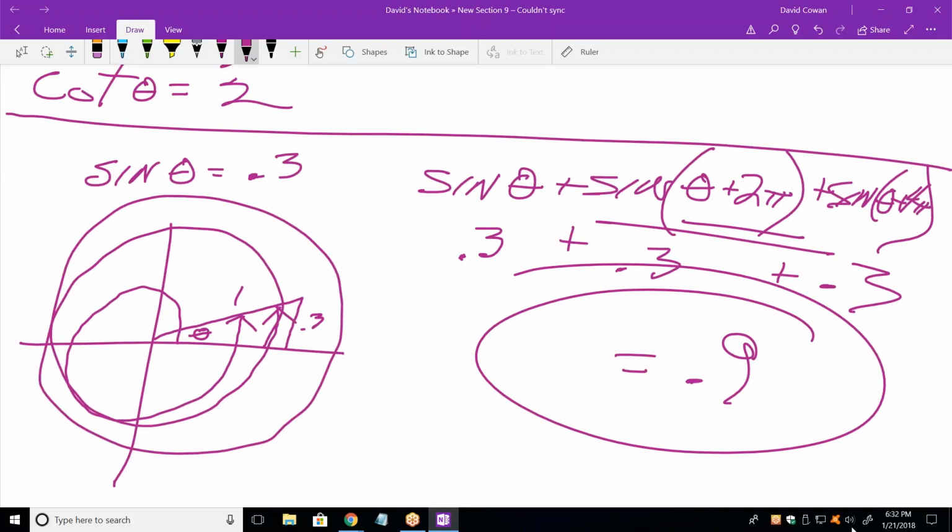0.9. Yeah. In other words, these are called coterminal angles. I don't know if you've come across that term yet. Coterminal angles are any angle that is a multiple of 2 pi from theta, either forwards or backwards. So the sine of theta minus 2 pi would also be 0.3. Or the sine of theta minus 4 pi would also be 0.3. All trig functions of an angle and all angles that are coterminal to that angle are the same.